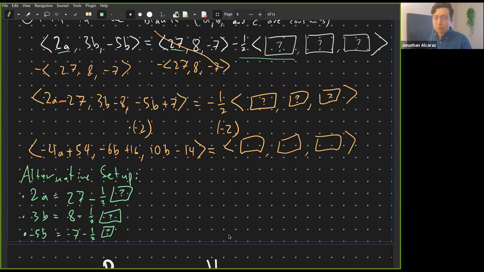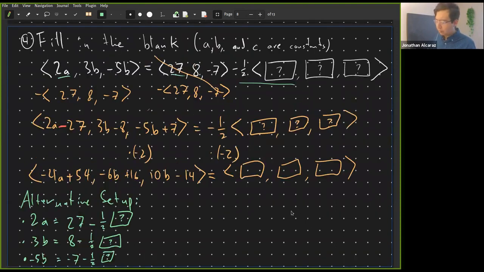Okay. Any questions on this example here? Okay, cool. Cool. So give you a second to catch up on the writing.